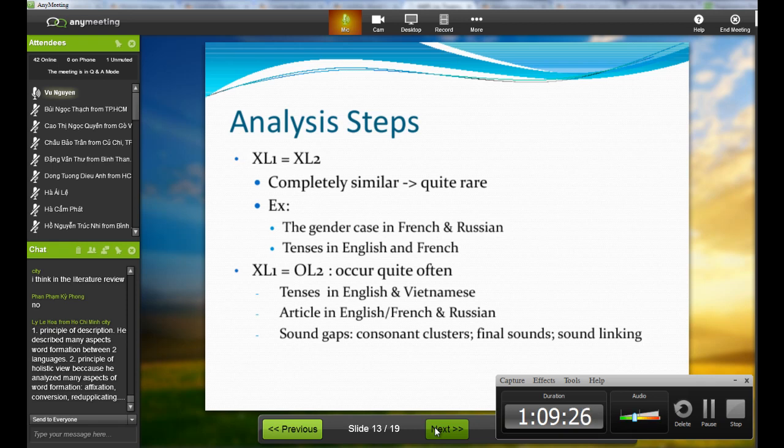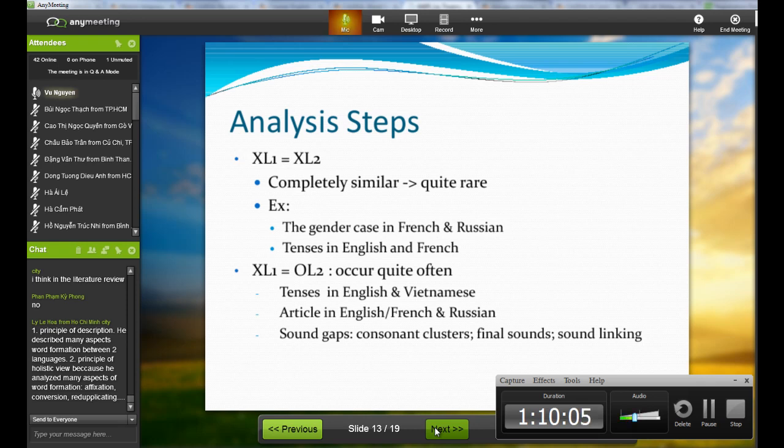In French, nouns and adjectives can be classified into genders of male and female. In Russian, we also have gender, but of course, Russian has three genders rather than two. In both English and French, we have tenses. So if we look at tense in English, we see that in French there are also tenses.